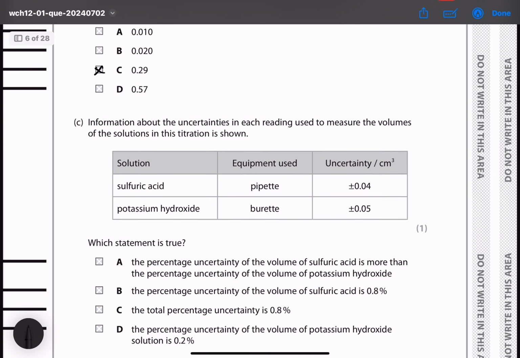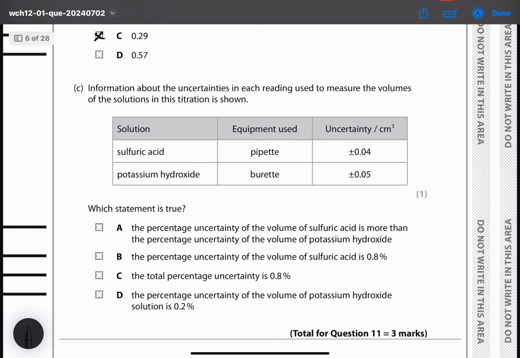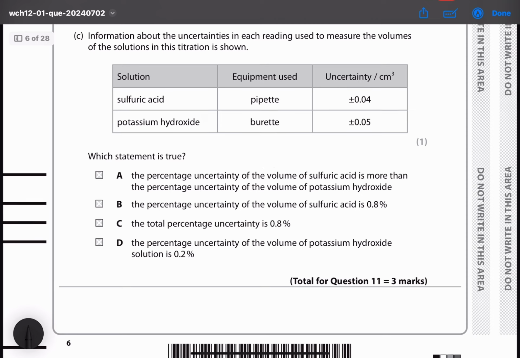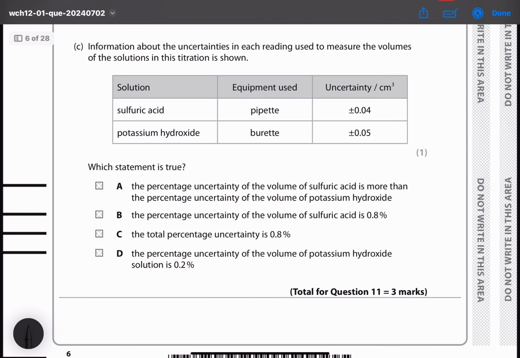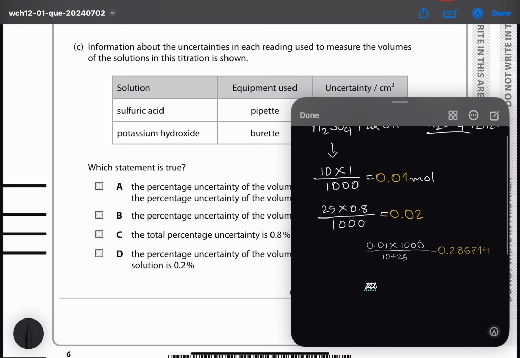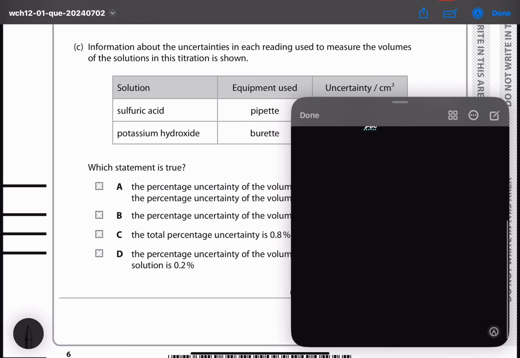Next, information about the uncertainties in each reading used to measure the volumes of the solutions in this titration is shown. Okay, sulfuric acid, pipette, and this one, and burette, this one. Okay, which statement is true? For this, let's just try to find out the uncertainties of these ones individually, right? So if you want to do that, what do we need to do?